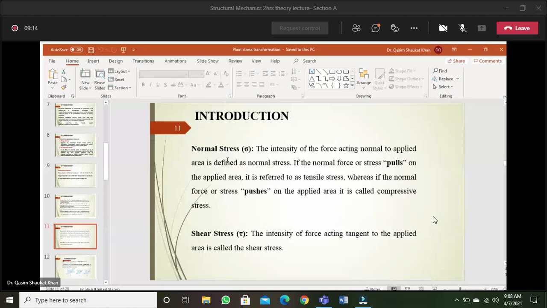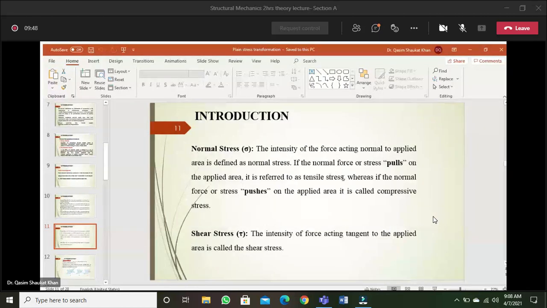If the normal force or the stress pulls on the applied area, if you apply a pull force which is producing tension in the body, that will result in tensile stresses. It is referred to as the tensile stress. Stress is equal to force per unit area. Area remains the same, so with the change in the applied force, your normal stresses will change.